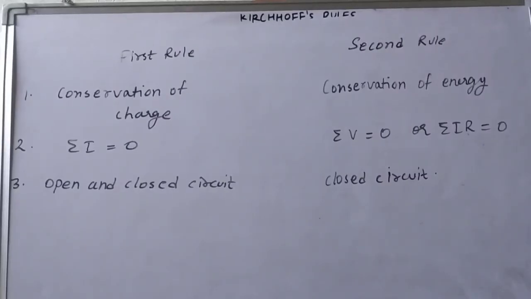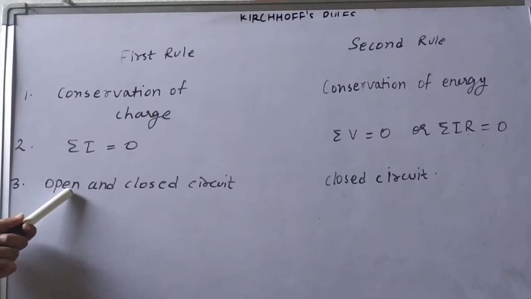Okay, here is the table which shows the difference between the first rule of Kirchhoff and the second rule. The first rule is totally based on the conservation of charge, and the second rule is based on the conservation of energy. In the first, the algebraic sum of the current is equal to 0, and in the second one, the algebraic sum of the potential around any closed circuit is equal to 0.